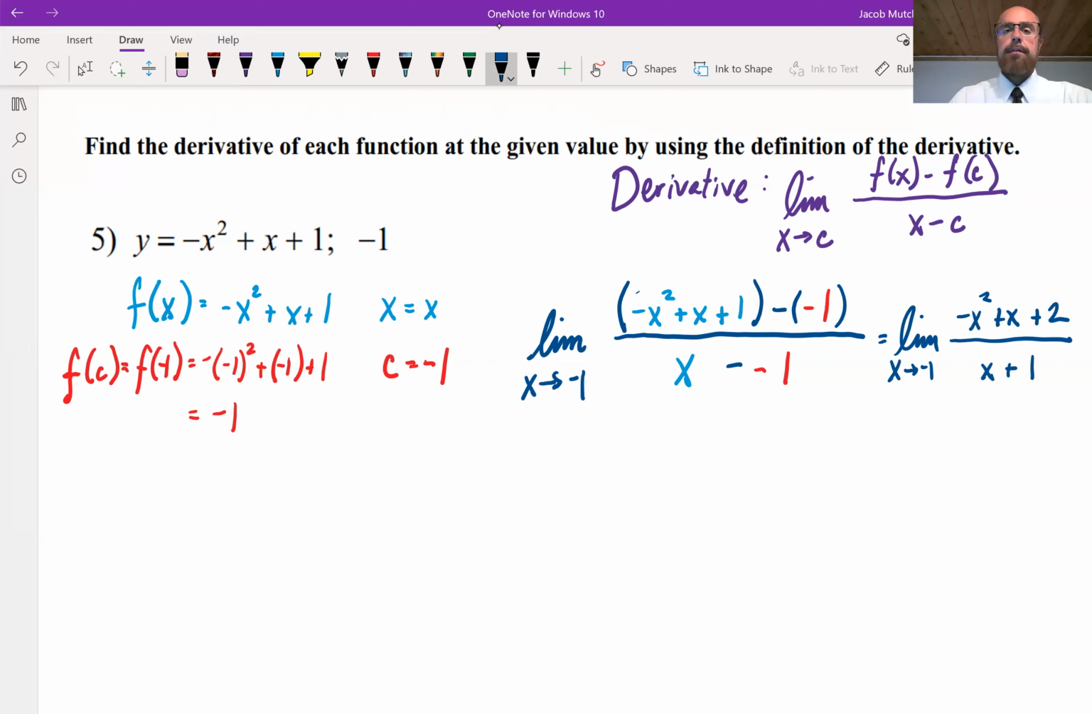And then I need to, again, find some kind of cancellation in terms of a factor above and below that will cancel. Since currently, if I did direct substitution, I would get indeterminate form 0 over 0.